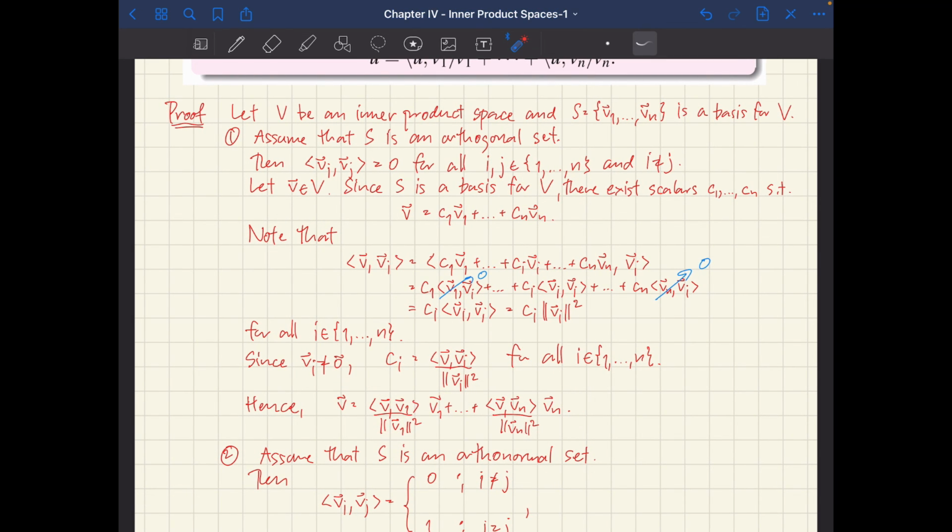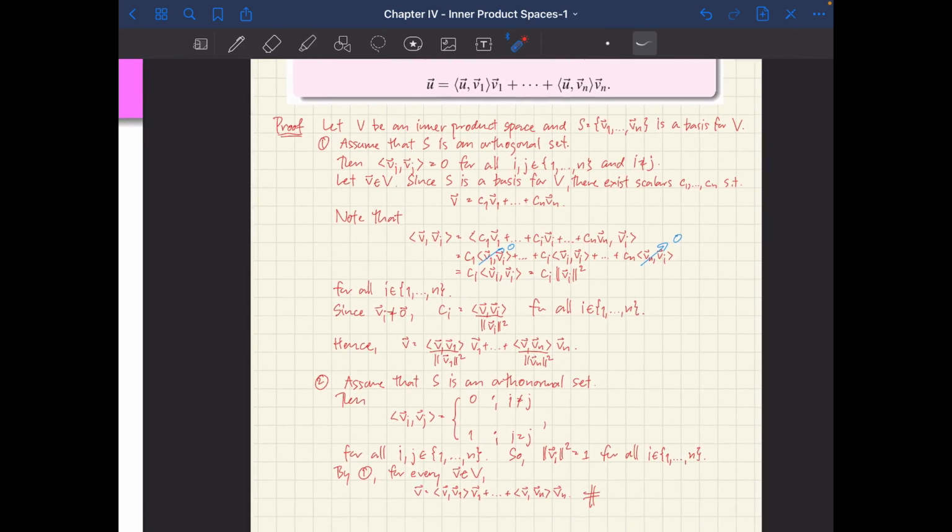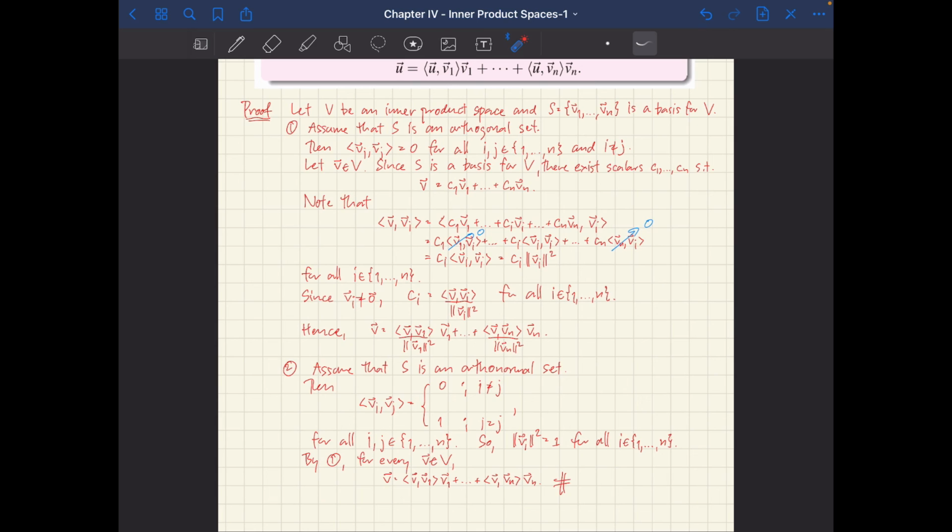And for number two, we use number one, so I don't need to discuss it again. You can read it. If you need to copy this slide, please pause it.